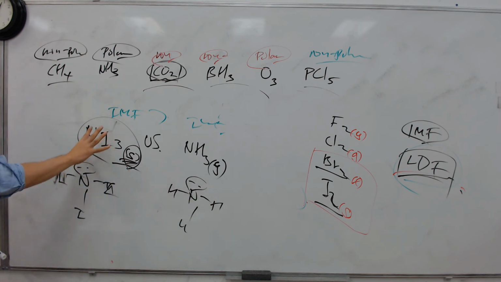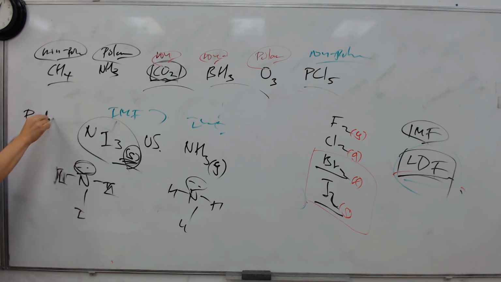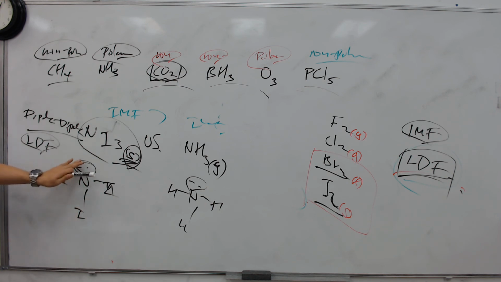So this guy is what? This guy is a polar molecule, has dipole-dipole. And also what do they have, guys? They also have LDF. So LDF is what, guys? As long as they have electrons, they have an LDF. Okay? London dispersion force applies for every single thing that has electrons in it. If you have more electrons, you have a stronger LDF.